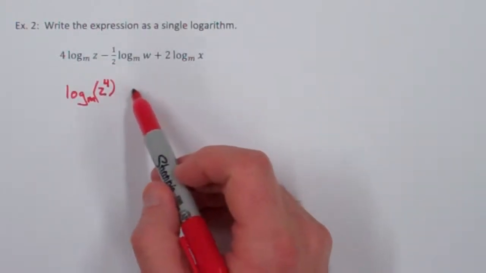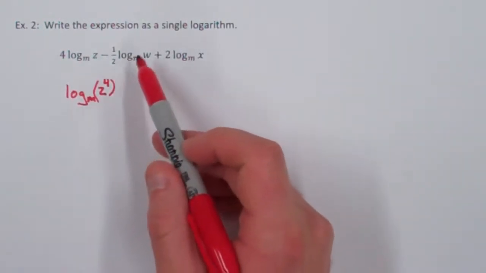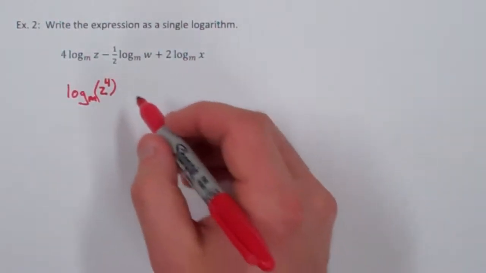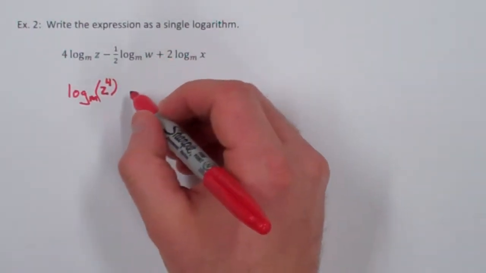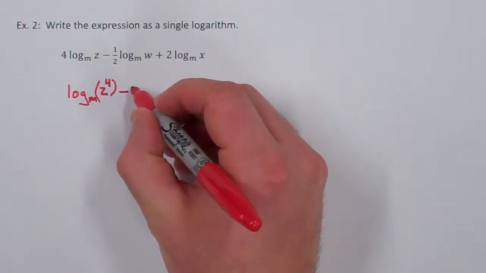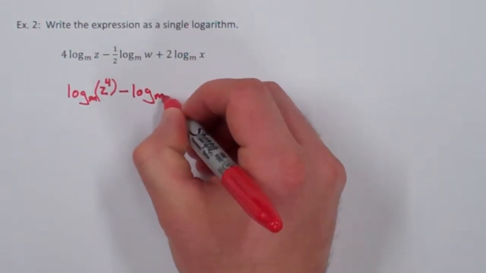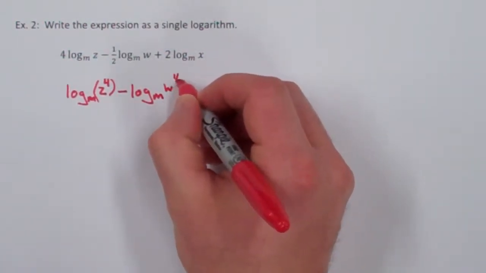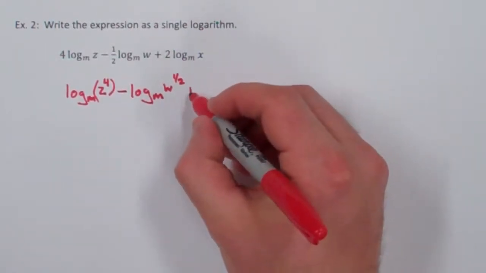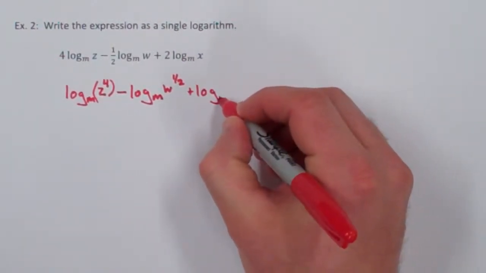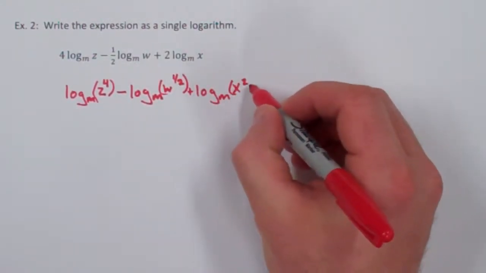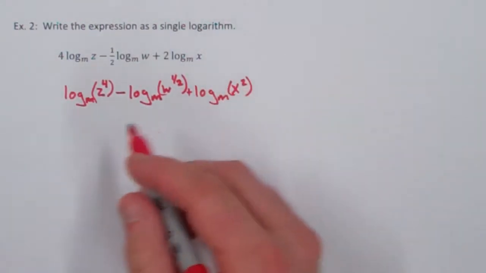You can either just keep it as subtraction and then move the 1/2 up, or you can change it into addition and move the negative 1/2 up. I prefer to just move the 1/2 up. So in this case, we could write minus log base m of w to the 1/2 power. The 2 can be moved up as well. So this is log base m of x squared. And again, these are going to be inside that logarithm there.